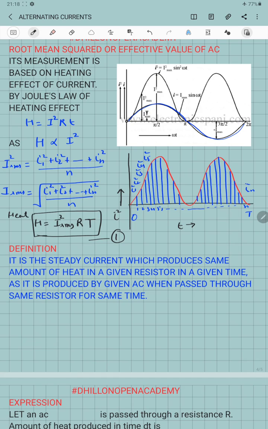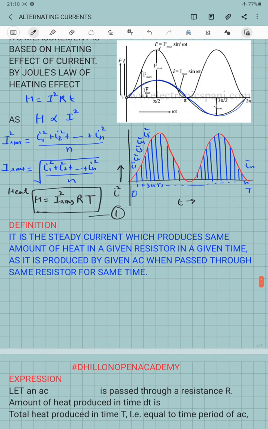Because we have taken the average of the square of the currents, this average is not going to change with time, so we call this RMS current the steady current or the DC current. Its definition is that steady current which produces the same amount of heat in a given resistor in a given time as is produced by a given AC when passed through the same resistor for the same time, that is equal to one full AC cycle.